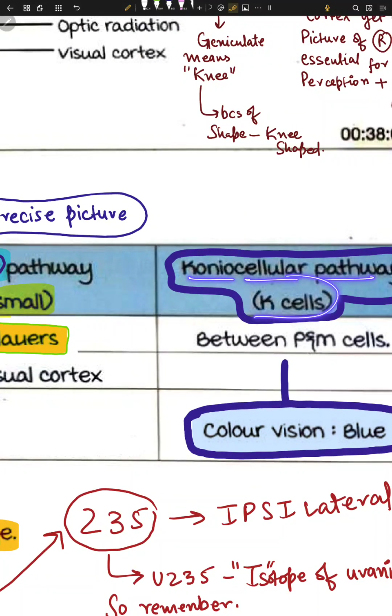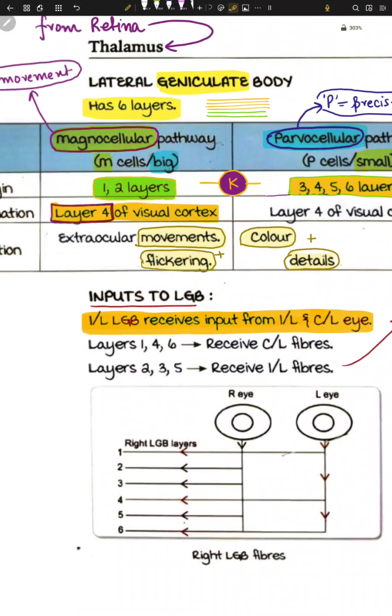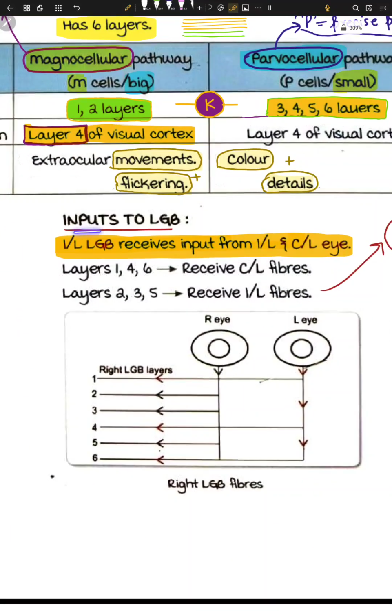Coniocellular pathway, K cells. They are responsible for the vision of blue and green. Okay, so they are responsible for blue. Cool. Inputs from LGB. LGB, lateral geniculate body, LGB. So input to LGB.